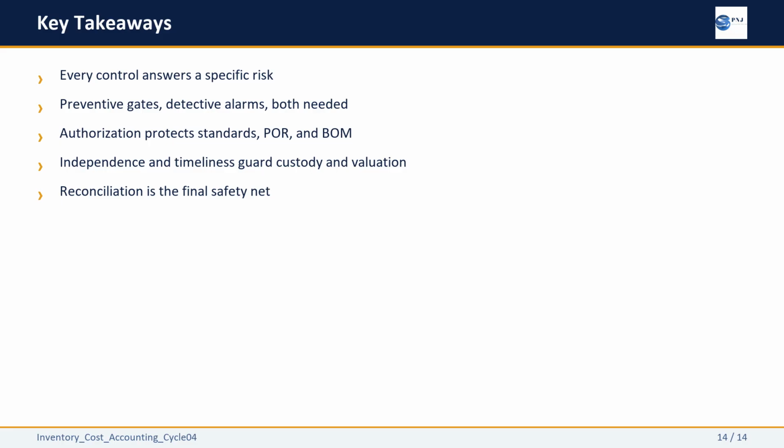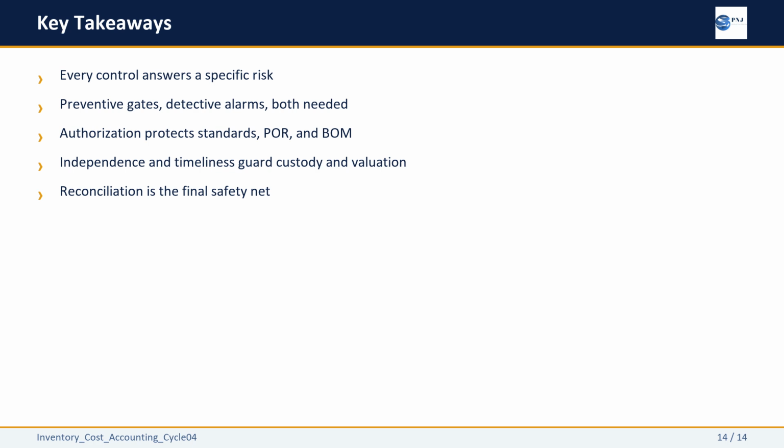Let us pull it together. The single most important idea is that every control is the answer to a specific risk, so you should always be able to name the threat a control is defending against. Preventive gates stop errors at the door while detective alarms catch what slips through, and a sound cycle needs both.